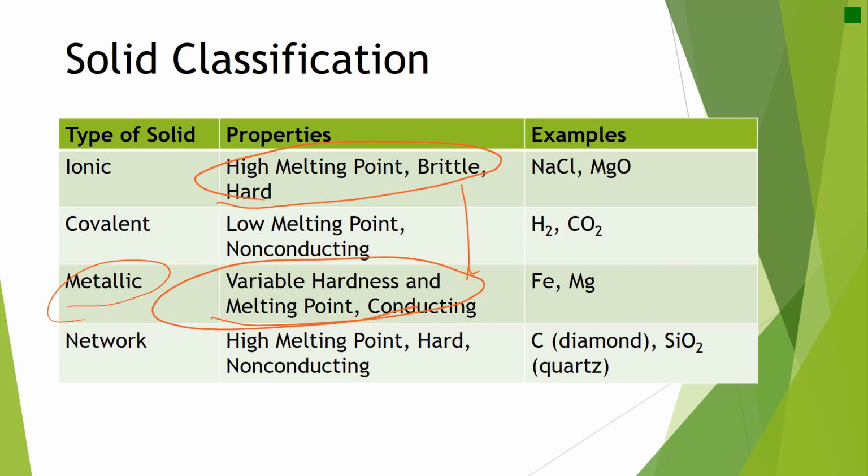So how can you identify them? Ionic, you're just going to look for the first element to be a metal, then it's going to be ionic.